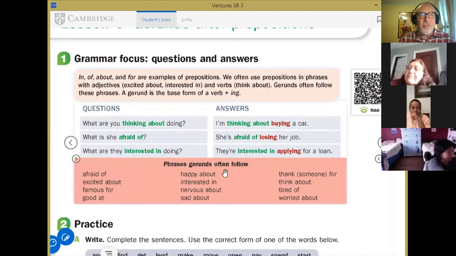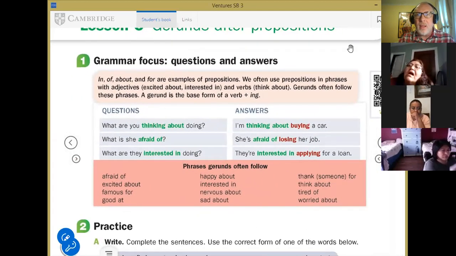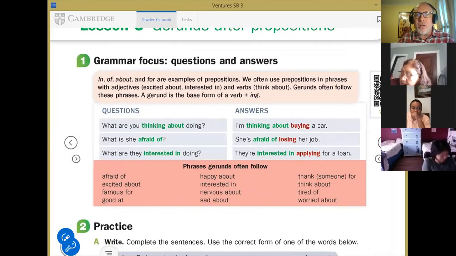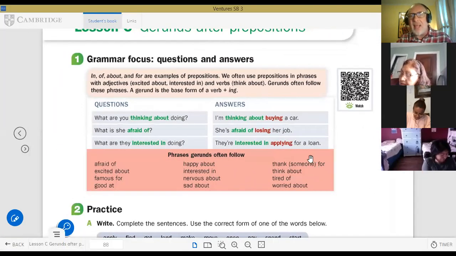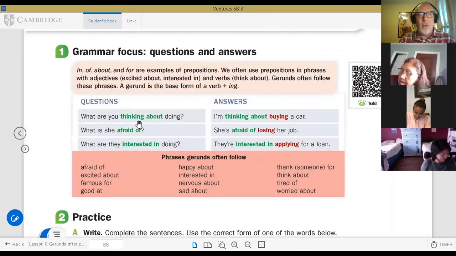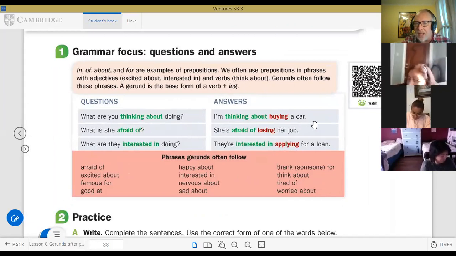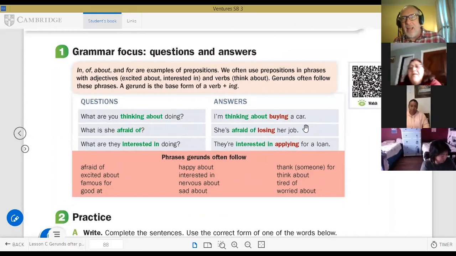And notice this first example here. Right, what were we just practicing? I'm thinking about, right? You see this first example? What are you thinking about doing? I'm thinking about buying a car.